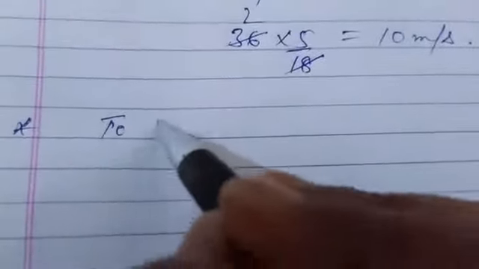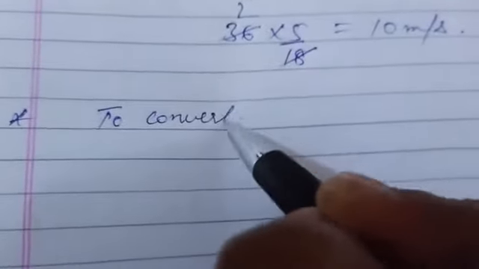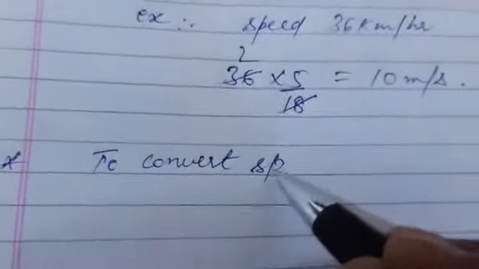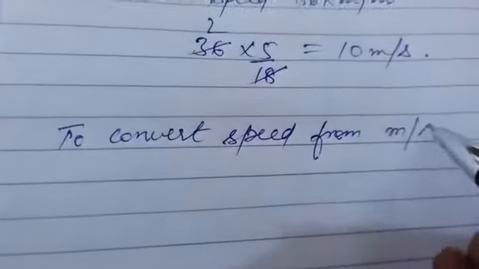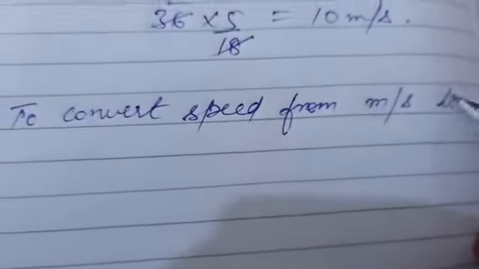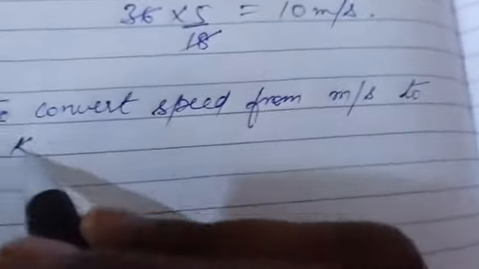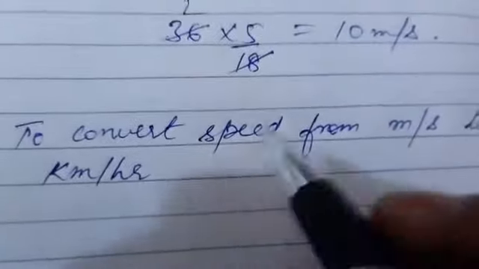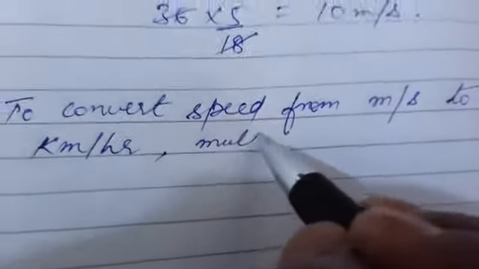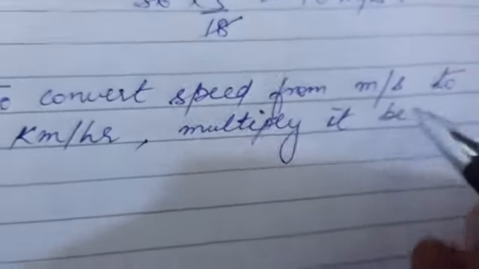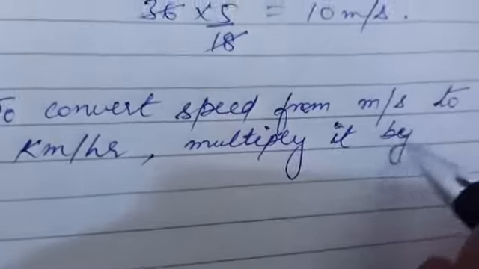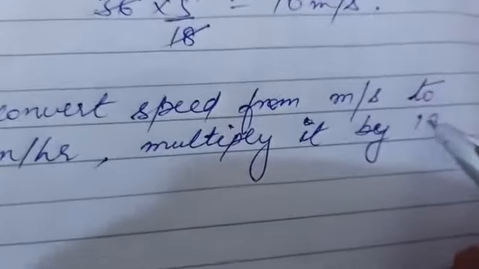And now the second one, to convert speed from meter per second to kilometer per hour, what we'll do, multiply it by 18 upon 5. Okay, now see the example again.